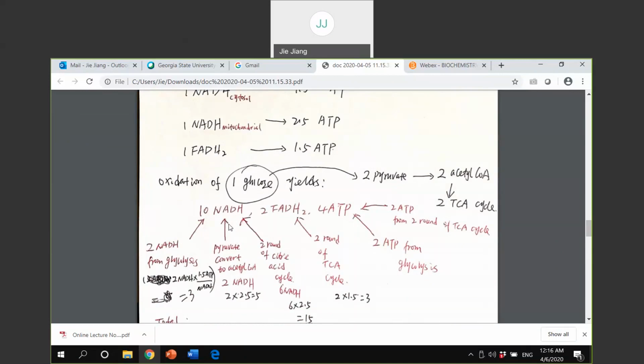And also we know from glycolysis, 2 pyruvate are generated, right? Because 3 carbon is converted from 6 carbon, so 1 glucose will generate 2 pyruvate. And each pyruvate will convert to acetyl-CoA and generate 1 NADH.